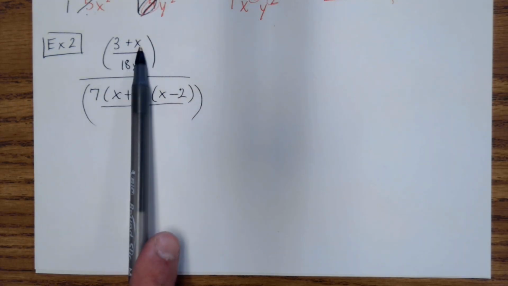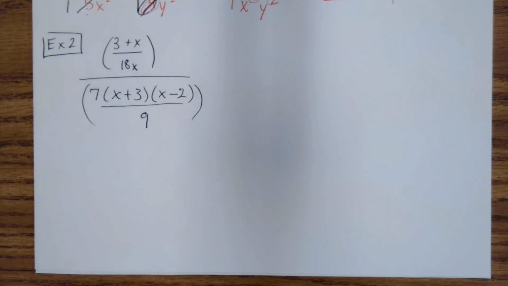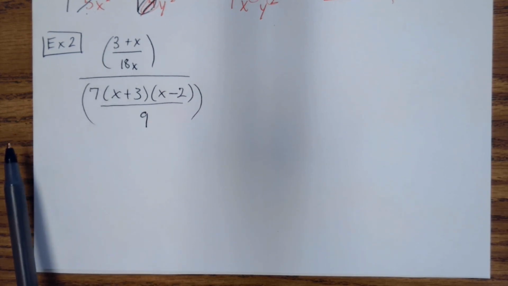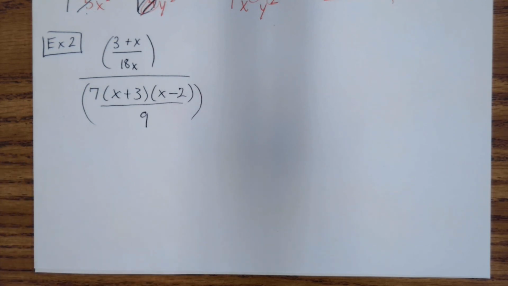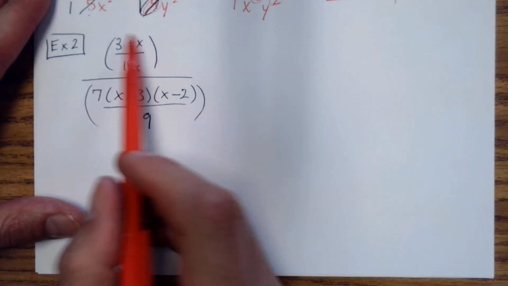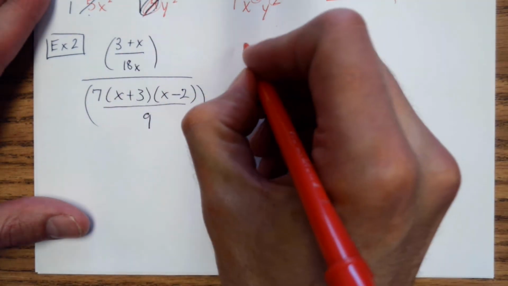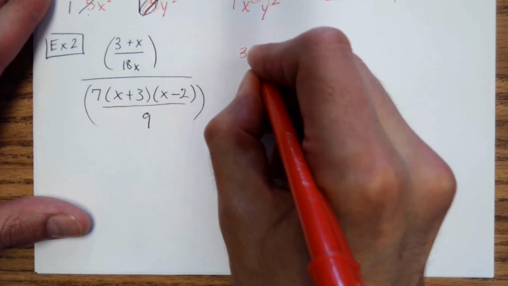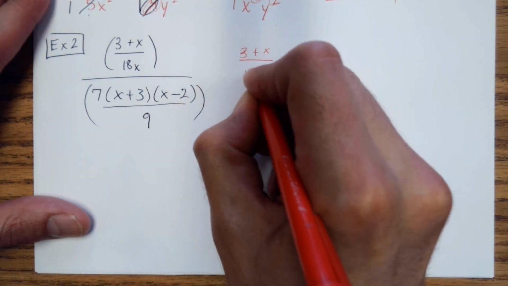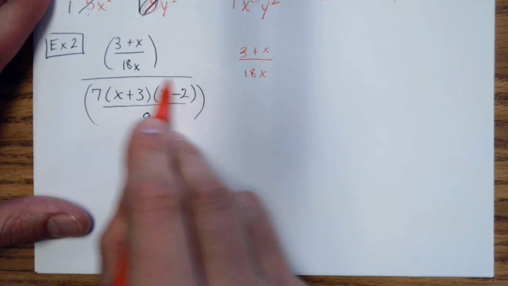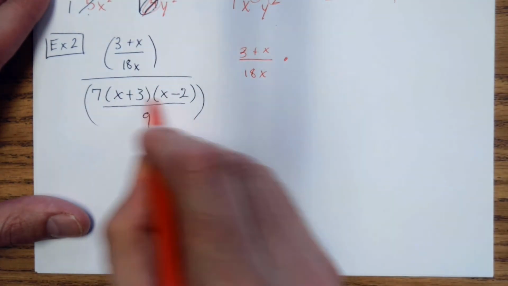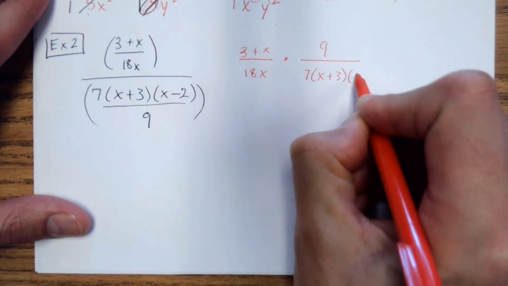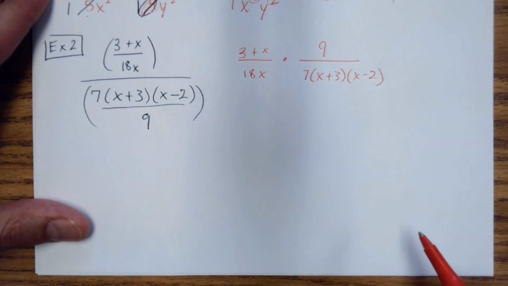The 3 plus x, that's the same thing as an x plus 3. You can switch it around because it has that plus there. Yeah, I'll give you time to work on that. On this, I will keep the top one. This is the same thing as an x plus 3, so just keep that in mind. And then the 18x, change this division bar to multiplication and flip this one over. 9 on top, 7, x plus 3, x minus 2 on the bottom.